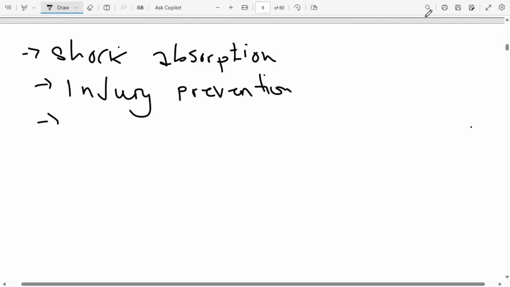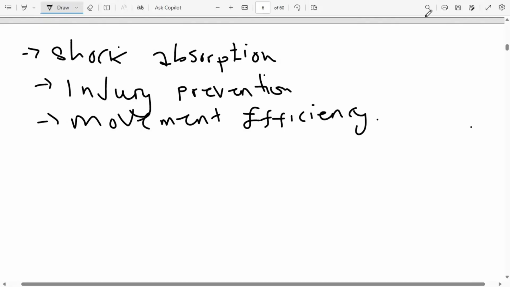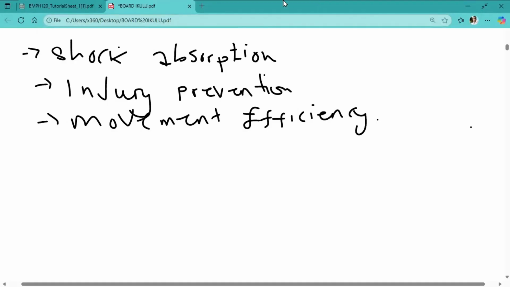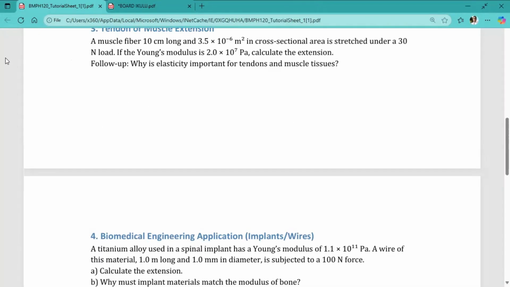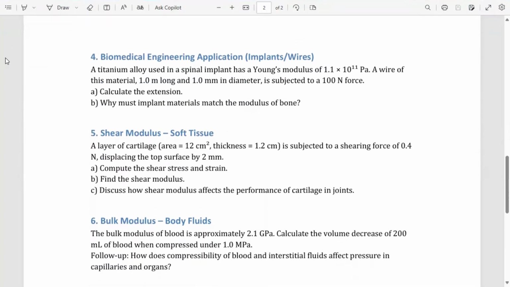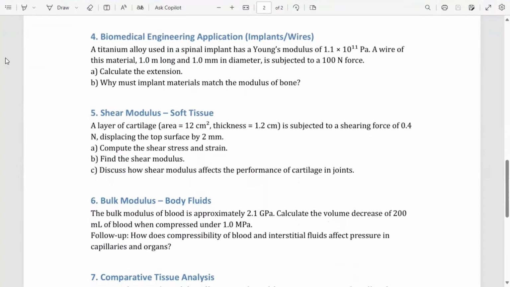The next thing we can talk about is maybe the last one. I can talk about efficient movement, because of the recoiling in tendons. Those are the ones that are going to be responsible for improvement in locomotion efficiency by returning the stored energy. So I can just say movement efficiency. And ladies and gentlemen, you can look for other points, but that's the end of question 3. Let's look at question 4.